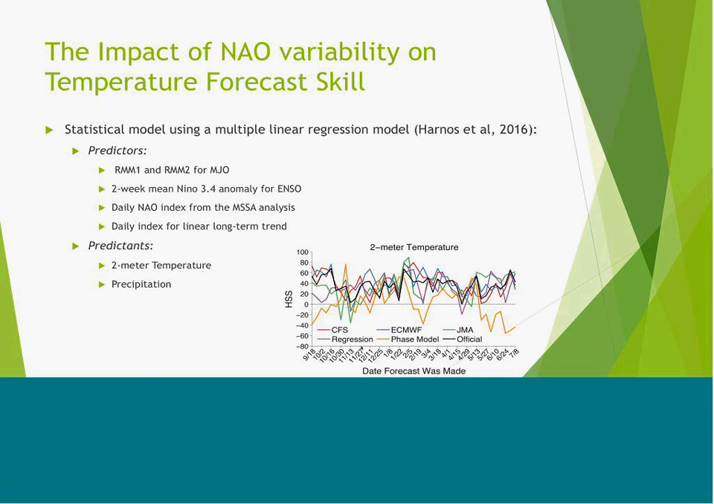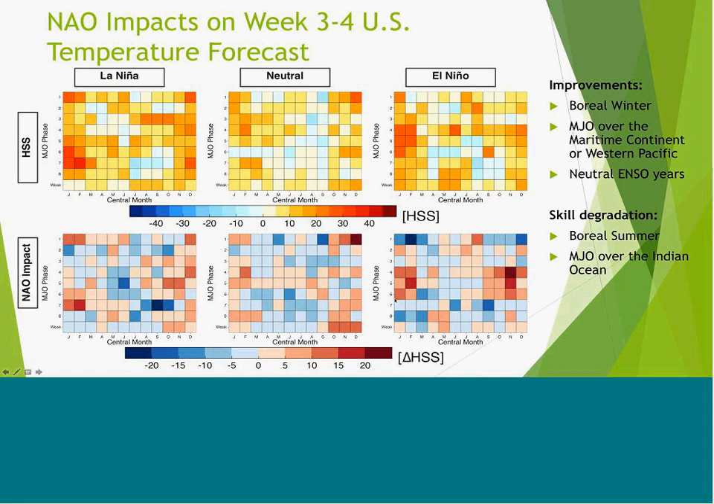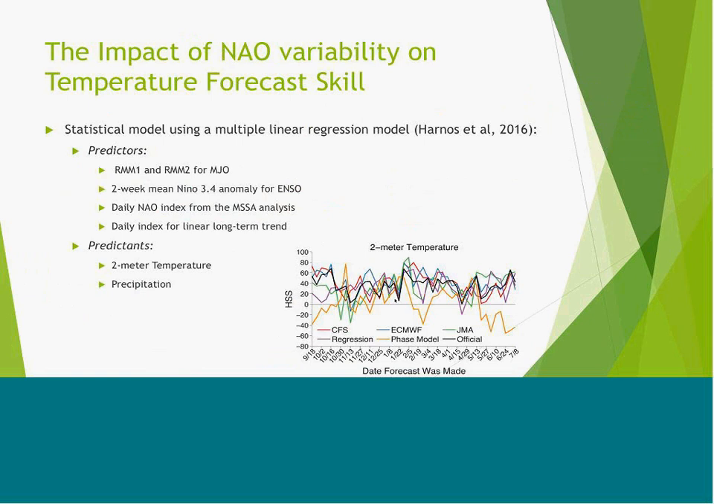This plot here shows the Heidke score of this model, and we are looking at the purple line. And here in this plot, the model is compared to the other statistical models used by CPC and to the dynamical models used at CPC for this experimental forecast. So as we can see, the statistical model has a good skill comparable to the dynamical models. And here in this plot, the NAO index was not included when the skill was calculated.